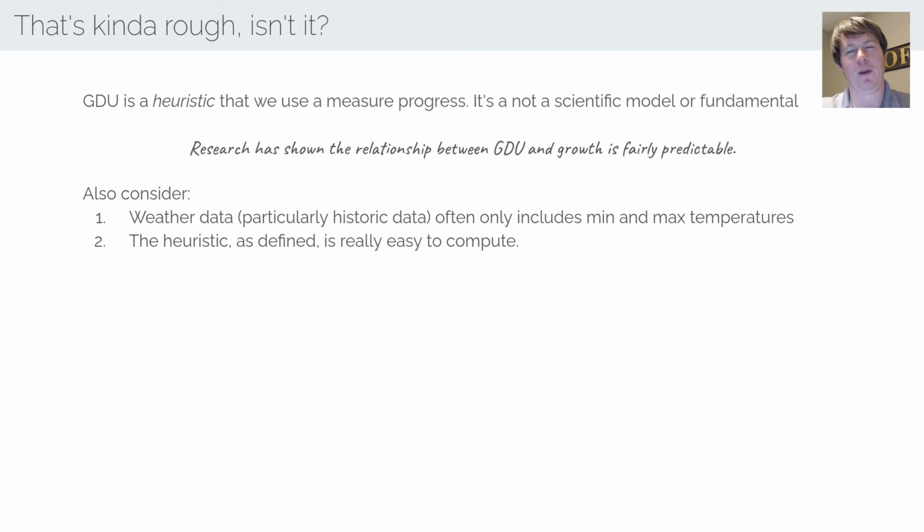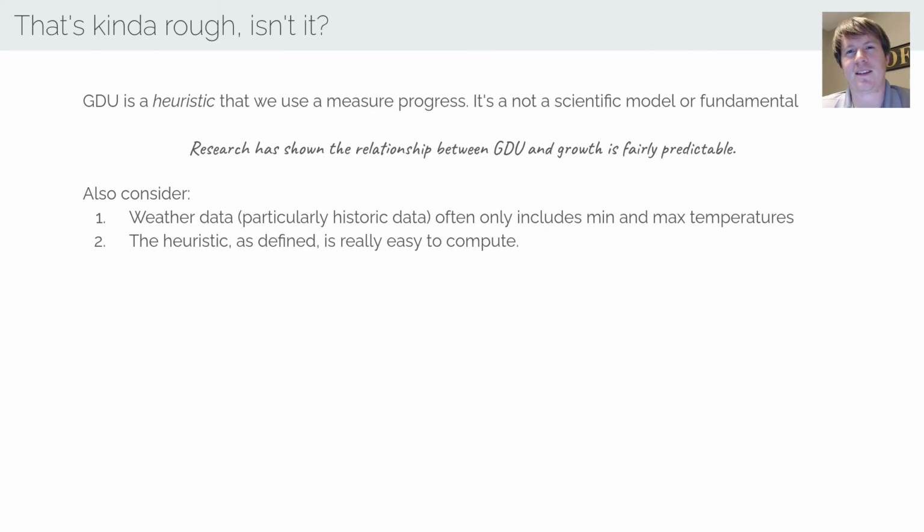And so you might be thinking to yourself, man, this GDU thing is kind of rough. Just to explain it, I've had to make several assumptions. I've had to hand wave a few things, and I've had to say, oh, don't worry about it. In practice, it works. And it's because GDU is a heuristic, right? We need to make sure that we understand that. It's not a scientific model. It's not some fundamental element of how the plant grows. It's a heuristic that we've come up with to show a relationship between it and growth. And it turns out it's fairly predictable. We saw the plot earlier. I'll show you some data at the end of the slides too, that it works.